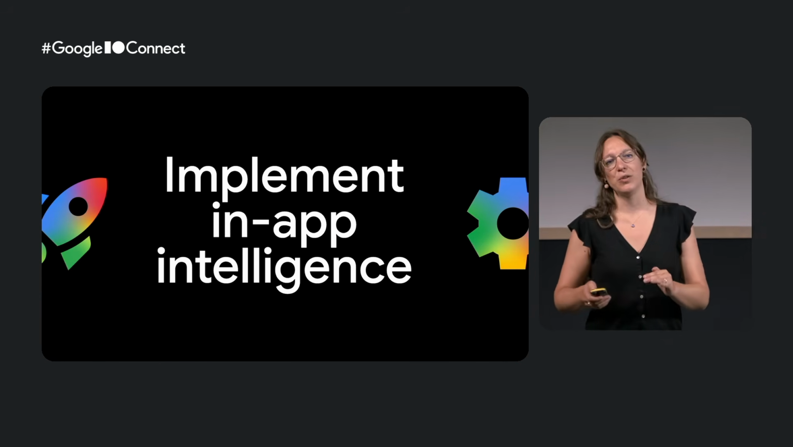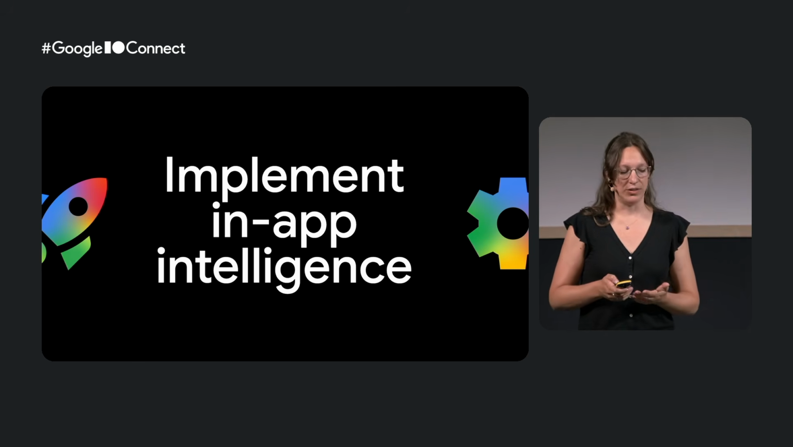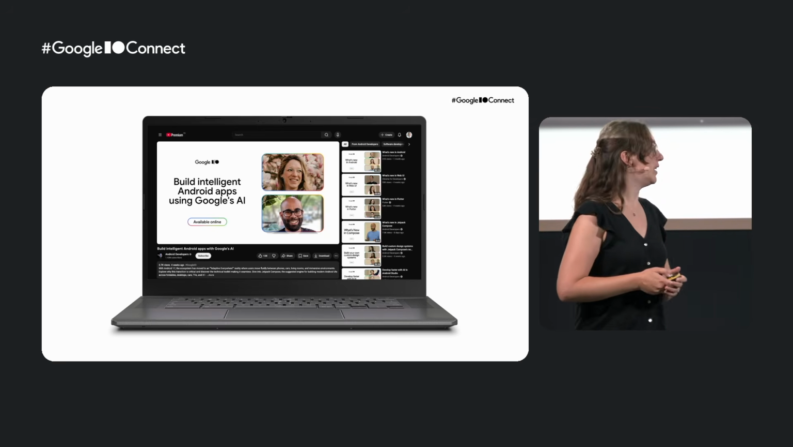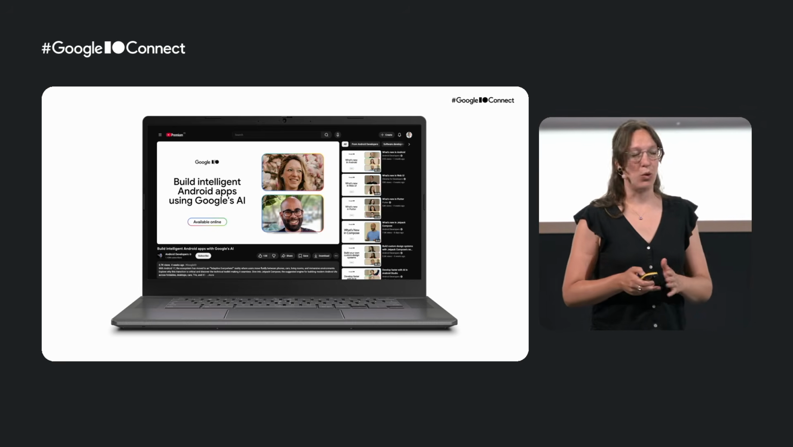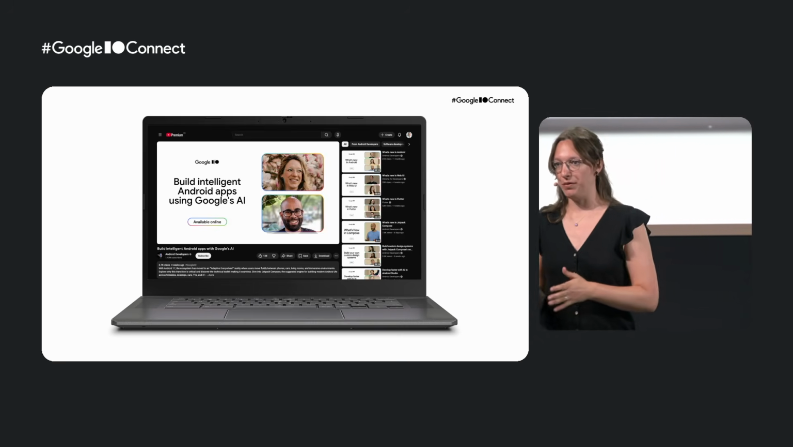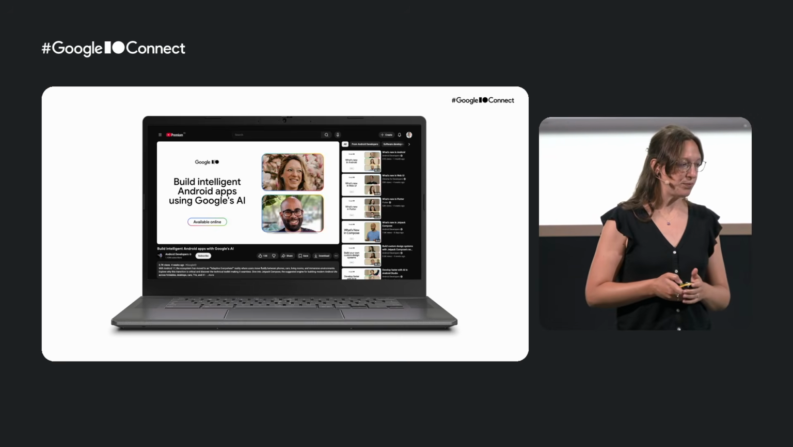So let's get started with a quick overview of in-app intelligence. When you're adding intelligence to your app, you can choose between a lot of different things. You can choose on-device, hybrid, or cloud inference. Or if you want a more complex setup, you can use an agent that runs in the cloud, or even an agent that runs on-device. I recommend you go to YouTube and watch this I/O video of me and Thomas, where we dive into all 5 of those topics in a lot of detail.